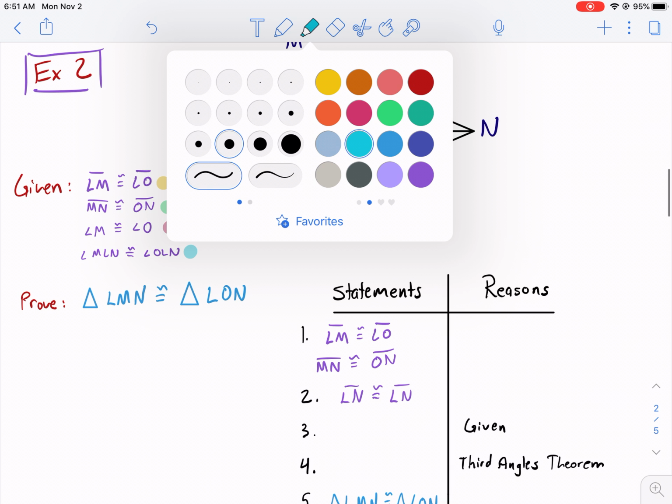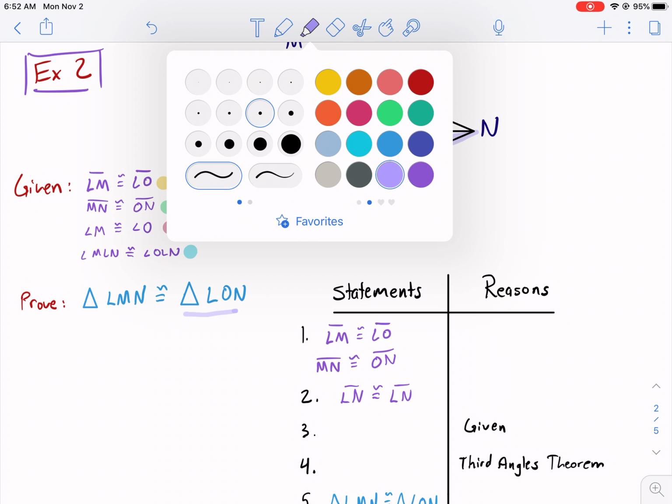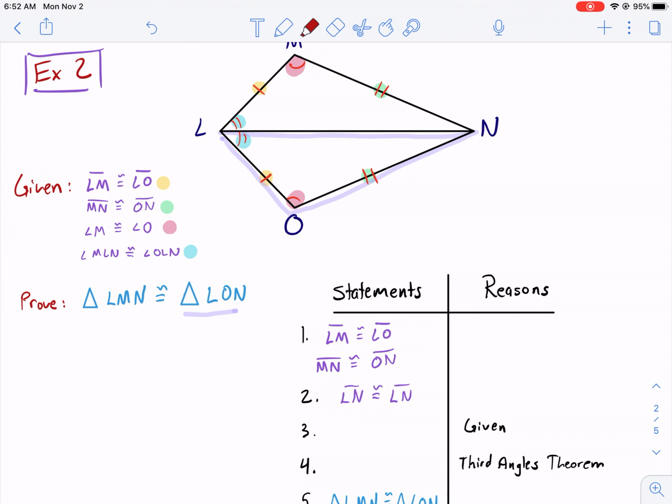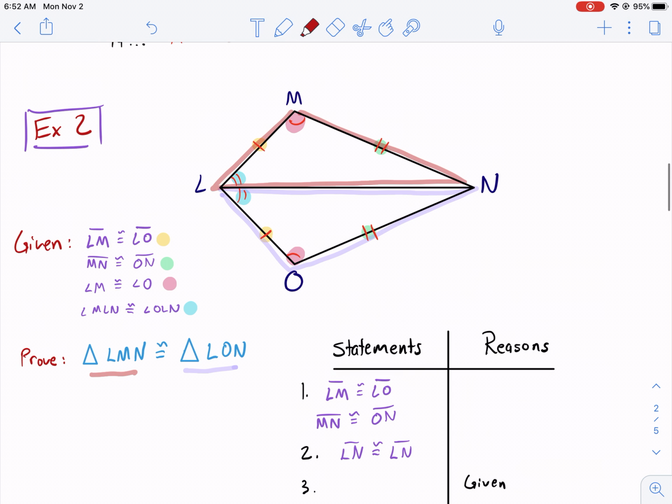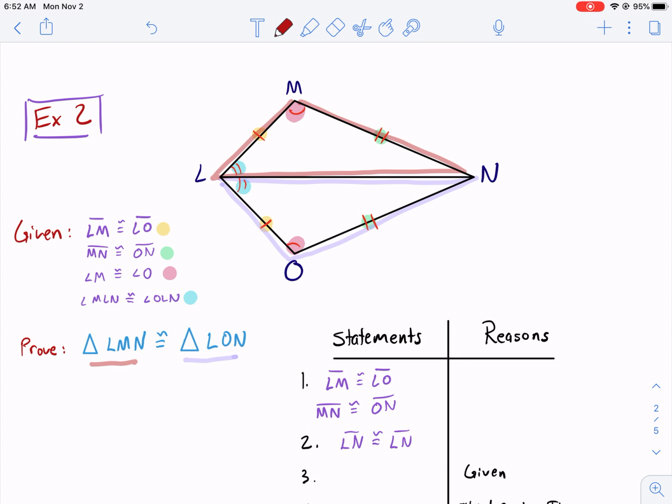Well, first we should probably identify where are those two triangles. So I'm going to make this a little bit thinner, and I'm going to make one of these triangles a light purple. Let's do the LON. So LON is this triangle. Very important to highlight your triangle, see what you're working with. And then let's go with this dark red color here for LMN. So LMN is this triangle. Okay, so we can see that we have two angles matching each, and we have two sides matching in each. So that's just kind of like my pre-thinking here.